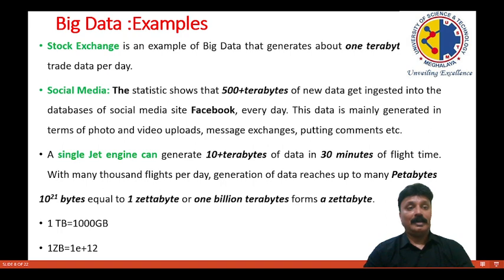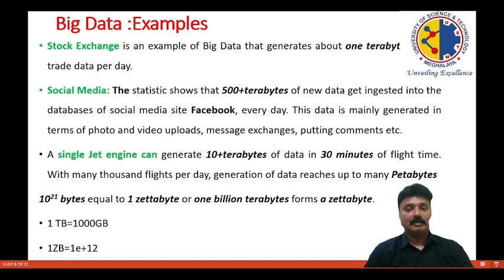Now, where exactly is big data generated? In the stock exchange, big data generates about 1 terabyte of new trade data per day. Then social media: the statistics show that 500 plus terabytes of new data get ingested into the databases of social media sites like Facebook every day. This data is mainly generated in terms of photo and video uploads, message exchanges, comments, etc.